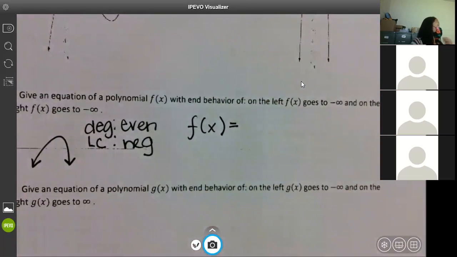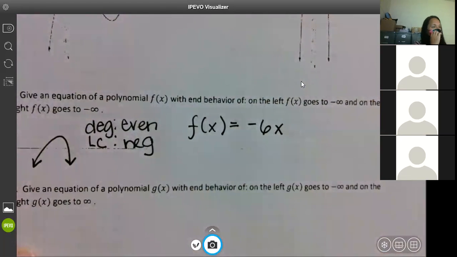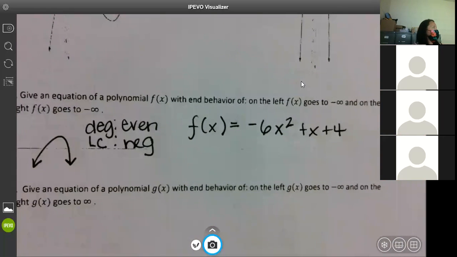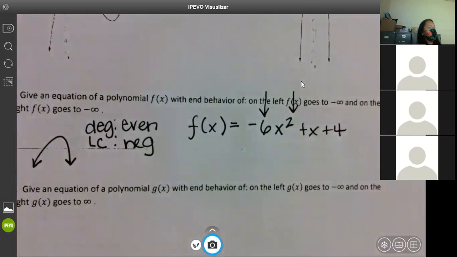Give me a negative number. -6, I heard. x to the, give me an even power, to the second. We could do any negative number and any even power. You could even write a plus x plus 4 out here, but you don't have to have it. Y'all see what I'm saying? There's lots of stuff you could do as long as your leading coefficient and your degree are what they're supposed to be.